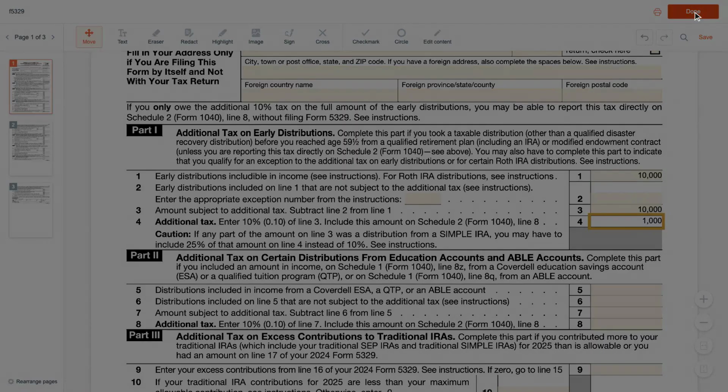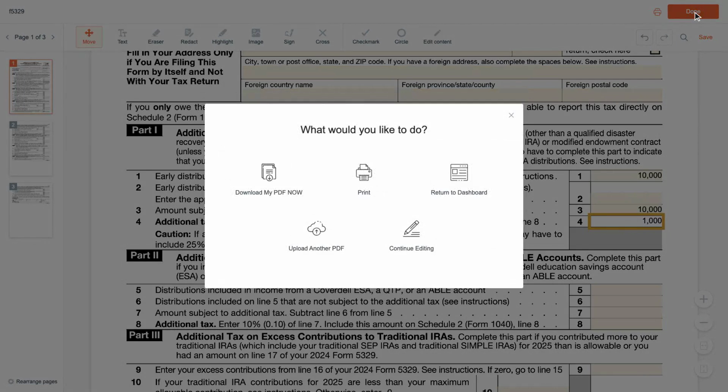Attach Form 5329 to your 1040 when you file. If you do have a qualifying exception to the penalty, look up the exception code in the Form 5329 instructions and enter it on Line 2 to reduce or eliminate the tax.